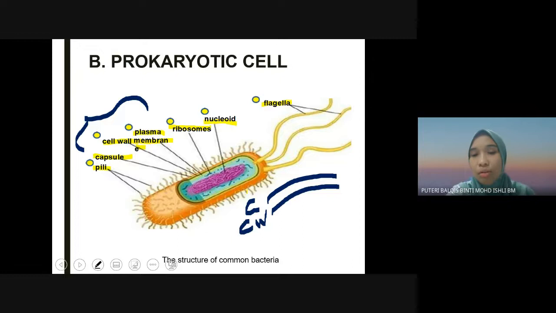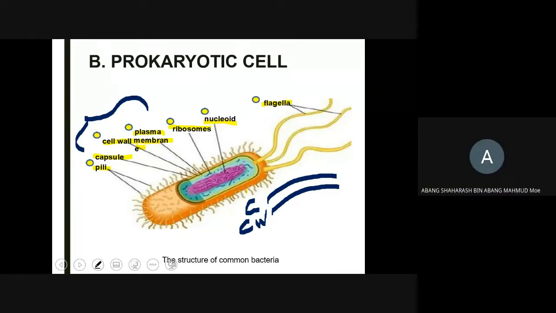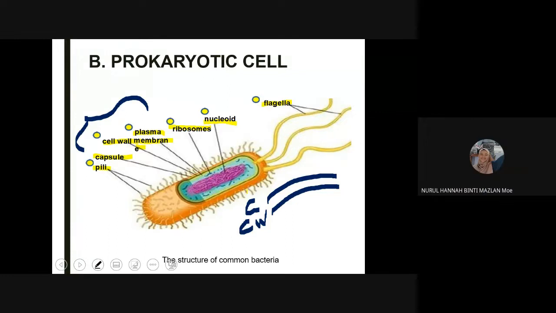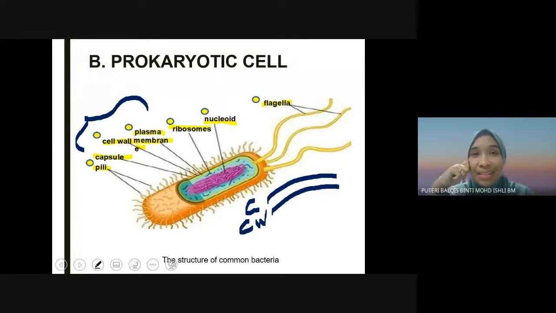Okay, the cell wall of prokaryotic cell is made up from... Sharash, cell wall of prokaryotic cell diperbuat daripada apa? Peptidoglycan. Betul, peptidoglycan. Kalau cell wall untuk plant diperbuat daripada apa? Hana? Cell wall untuk plant cell diperbuat daripada apa, Hana?